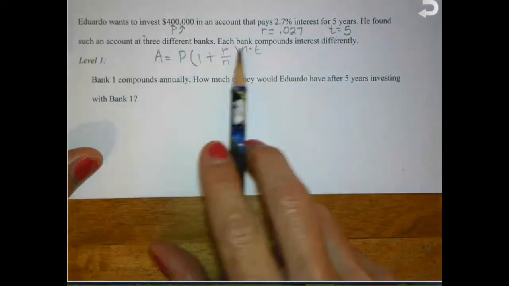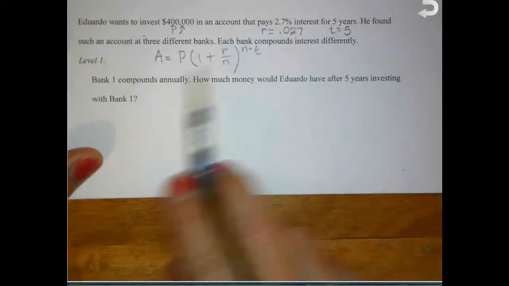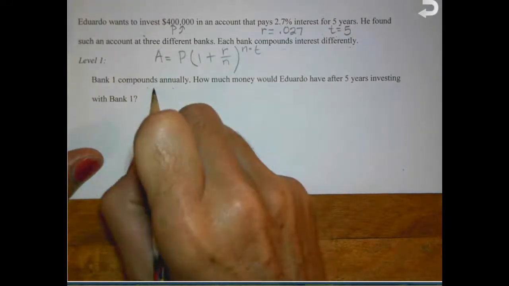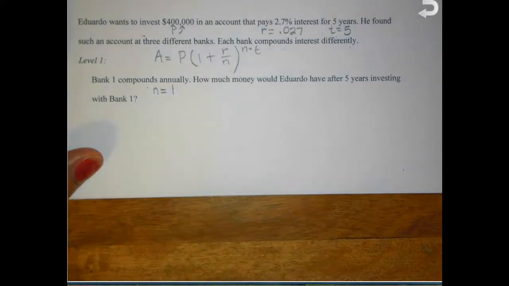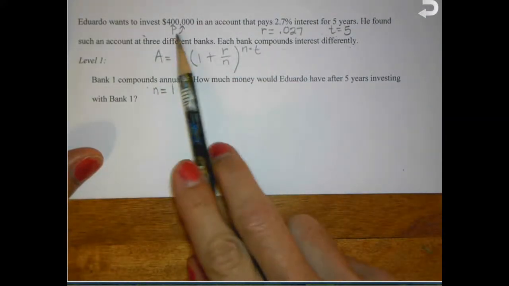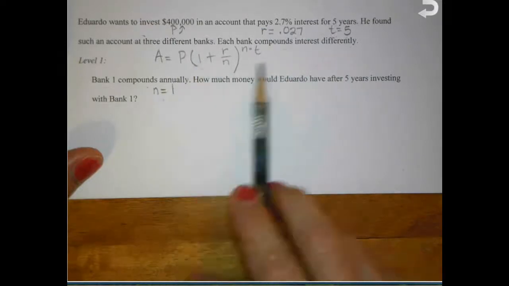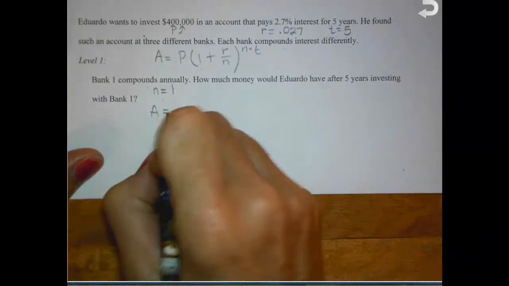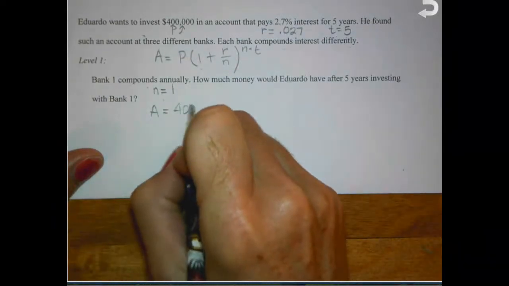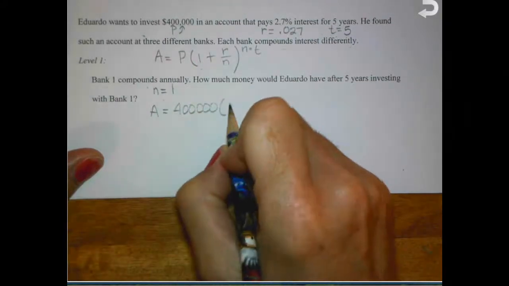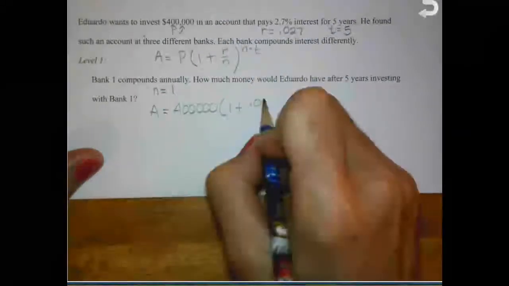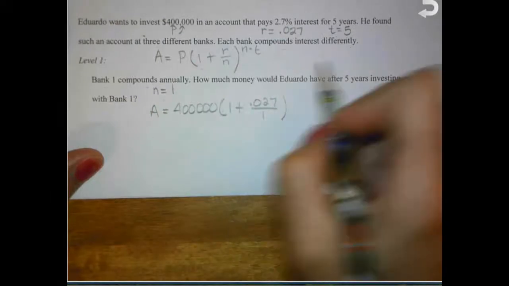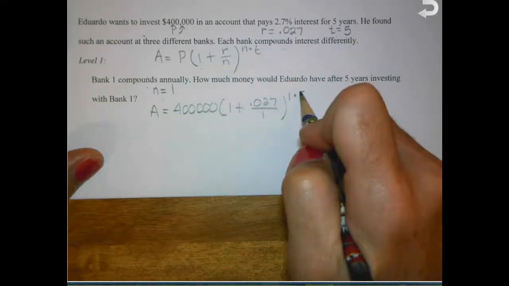And then we have 3 different banks, and they compound differently, so my n is going to be from whichever bank I'm looking at. So this is bank 1, compounds annually, so my n is going to be 1 time a year. And now I want to plug in, I have a P, an R, a T, and an N. So I have everything on the right hand side, so I'll go ahead and plug them into my formula. So I have A equals, P is going to be 400,000, and then I have 1 plus, my R is 0.027 over N, which was down here, of 1, raised to the N times T, which is a 5.